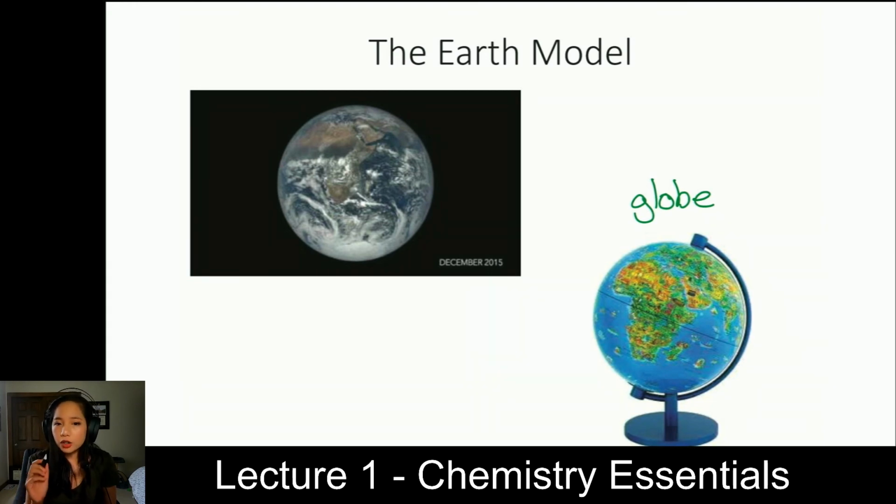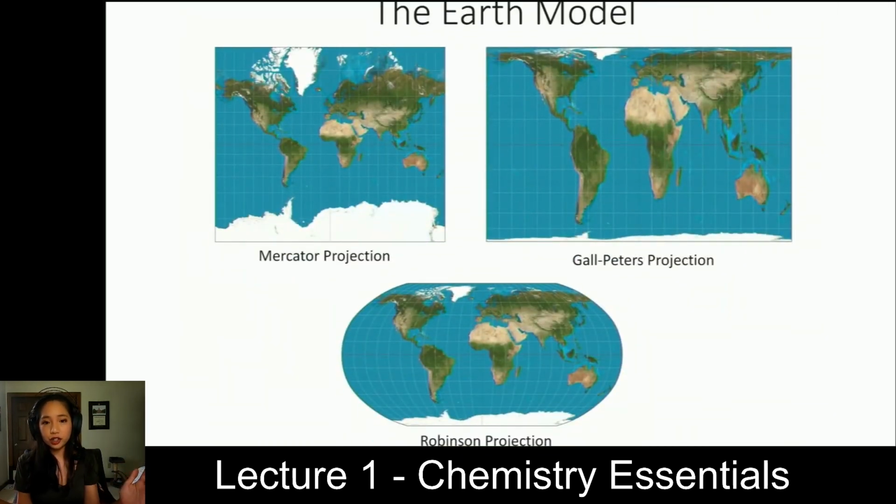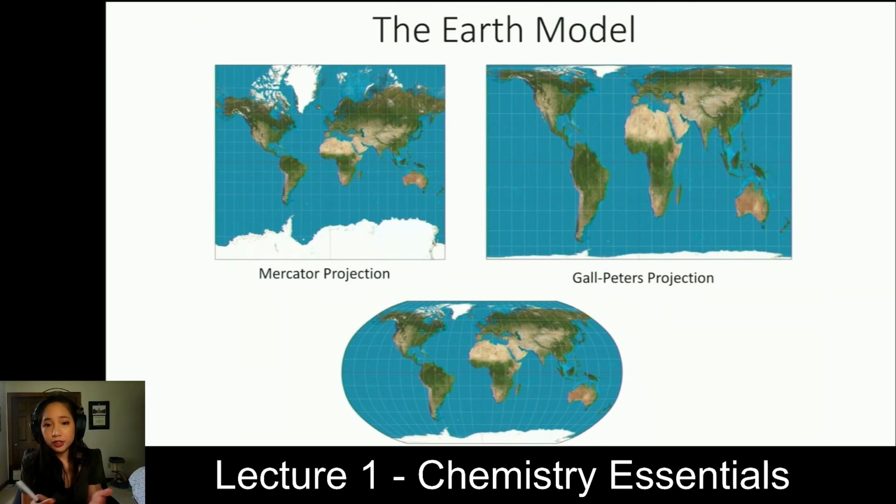The problem with the globe, though, is that I can't carry the globe in my pocket. If I need to reference the Earth somehow, I'm not going to carry a globe in my pocket. So oftentimes in textbooks, you can't put a globe in a textbook. So there are other Earth models, including the globe. And these are the flattened map projections of the Earth. And with Earth models and map projections, there are also multiple different Earth projections that we have.